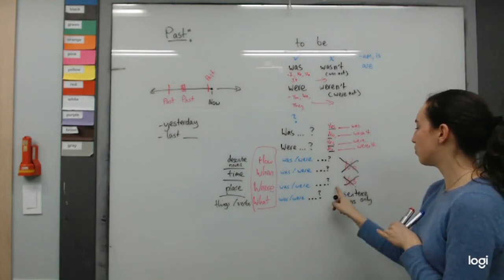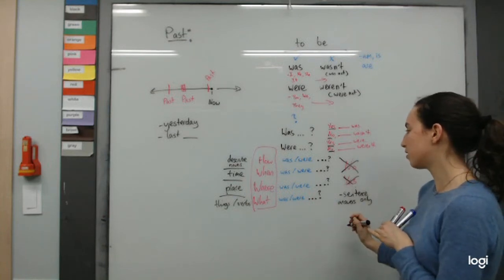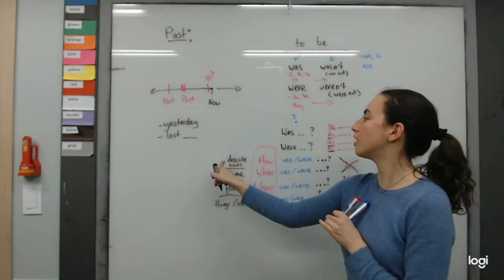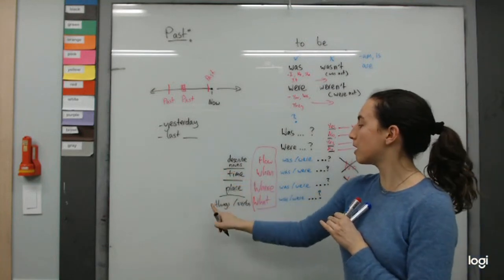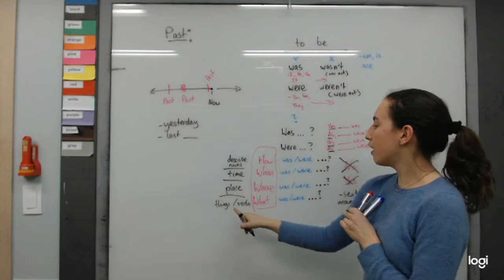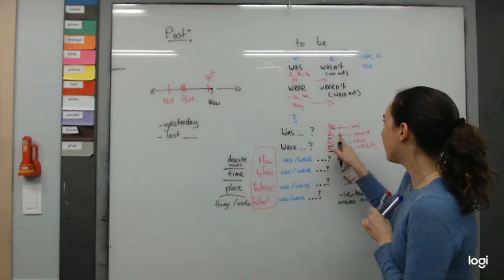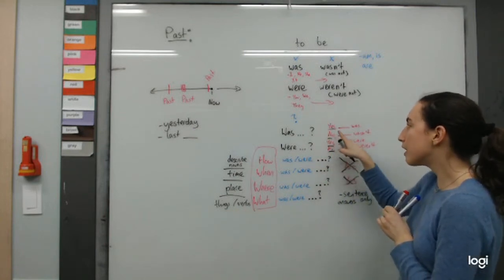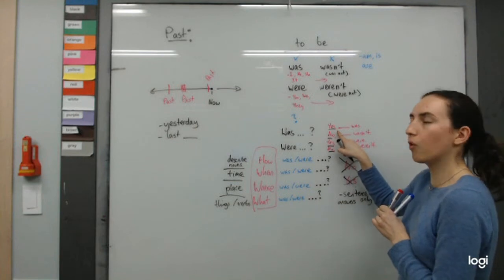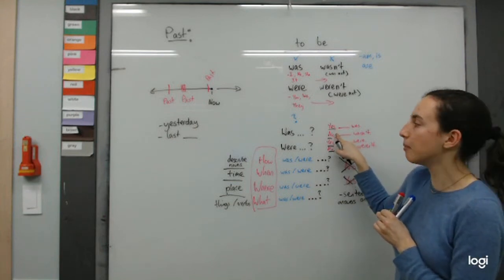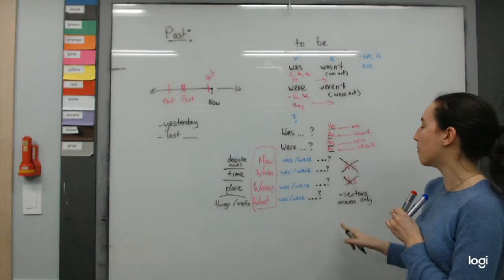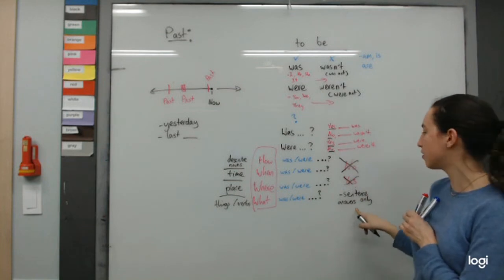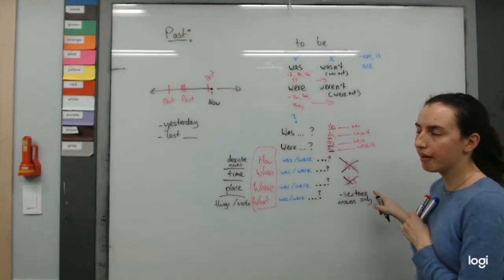The answers want sentence answers because we need to know a description of a noun, a time, a place, a thing, a verb. A thing or a verb because these ones do not tell us time or place. We only know yes. It does not tell us time, so this answer is not enough. We want more answers, longer answers, sentence answers, okay?